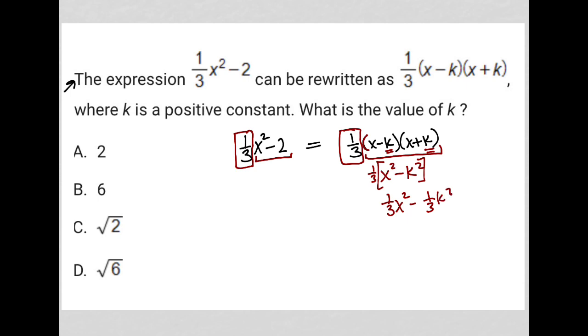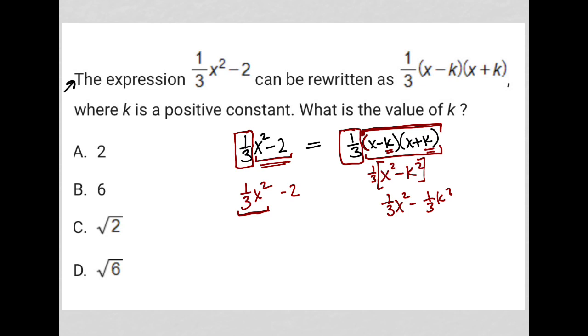But the format of the left-hand side is not like that, right? There's no parentheses, which means I just have a 1/3 x squared, those two terms are attached, and then I have a minus 2. I think that's the key to knowing how to approach this question: looking at the difference between the x squared minus 2 and how it relates to 1/3, versus the product of these binomials in parentheses and how they relate to 1/3.